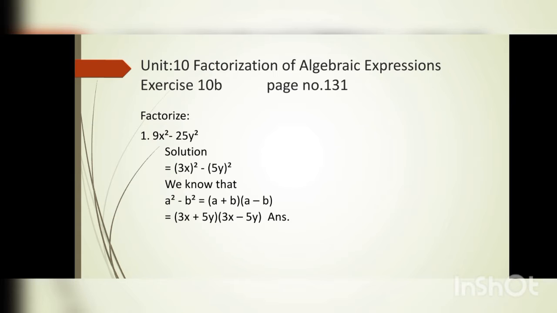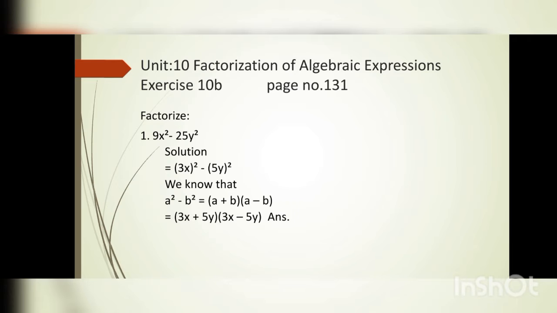Here we observe that we can apply the formula which is difference of two squares, and that formula is a square minus b square equals a plus b into a minus b. So first we need to write this expression according to the left hand side of that formula, so we can write it as the right hand side later. We have written 9x square as 3x whole square. Then the second term we have written is 5y whole square. So now we can easily apply that formula here.